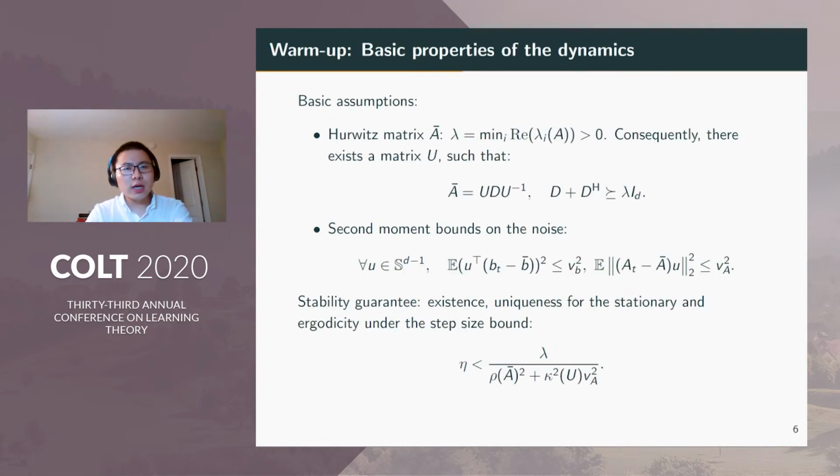So let's first look at some basic properties of the iterates. Under the condition that the matrix A is Hurwitz and some second moment bounds, we can easily show a stability guarantee. If the step size is upper bounded by this constant, we can show the existence and uniqueness of the stationary distribution, and actually the iterate converges pretty fast to the stationary distribution.